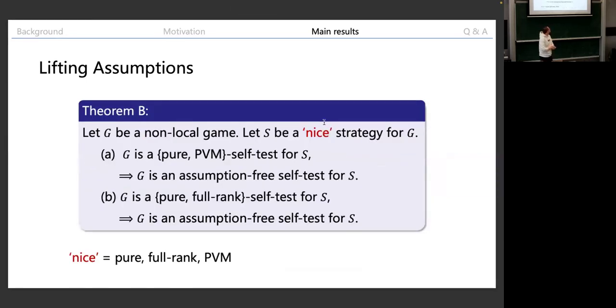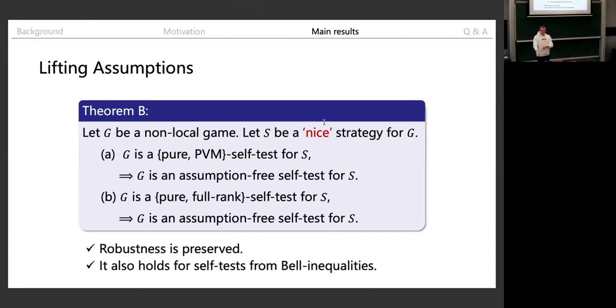So this is basically our main result. I would like to comment that this actually corresponds to most of the cases in the literature, because in the literature, the canonical strategy is always nice. It always has this very nice property. So in this sense, we promote most of the existing self-test results into their strongest form.